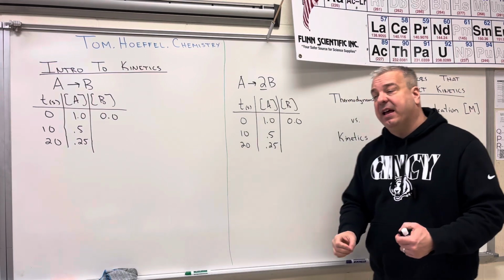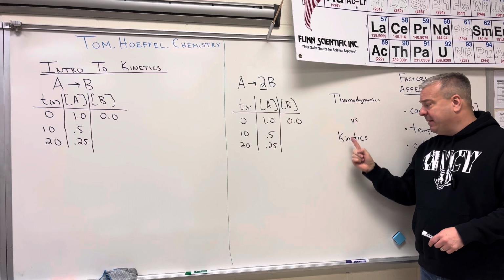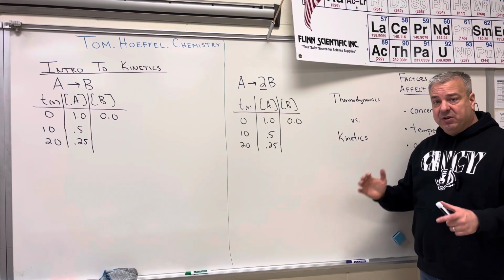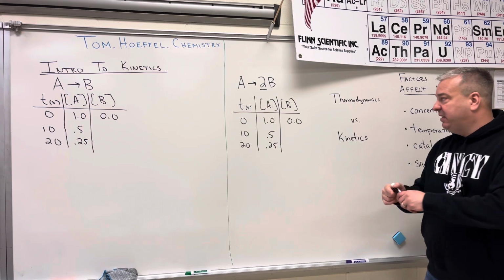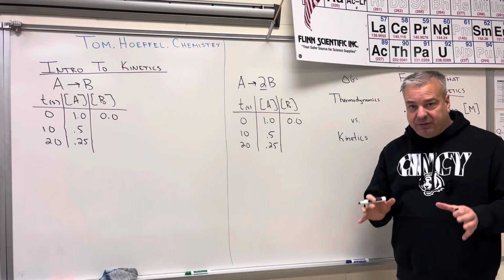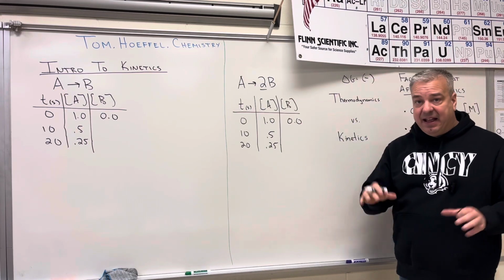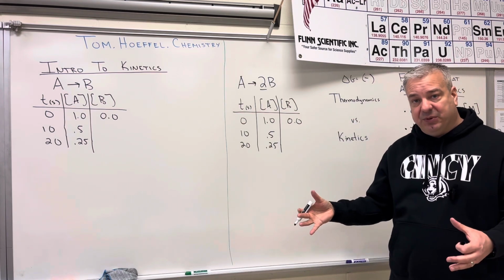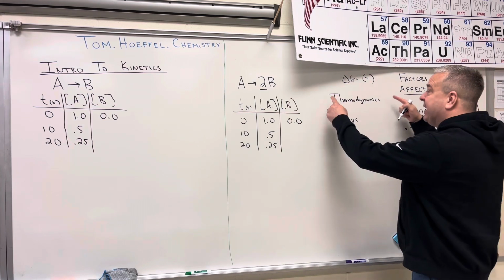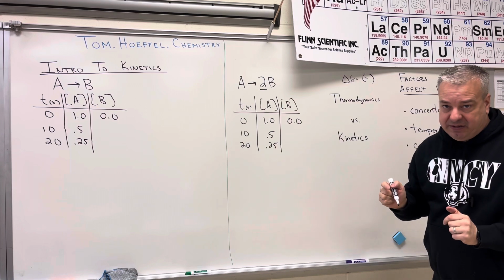Now, before we do that, I just want to take one step back and talk about the difference between thermodynamics and kinetics. In our previous units, we were talking about thermodynamics. Specifically, we were talking about delta G, which is Gibbs free energy. And if delta G is a negative sign, that means a chemical reaction will take place. If it's positive, it won't take place. So the big idea in thermodynamics is, does the chemical reaction take place or not?